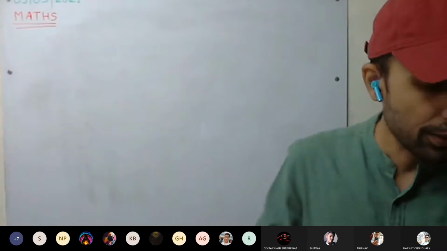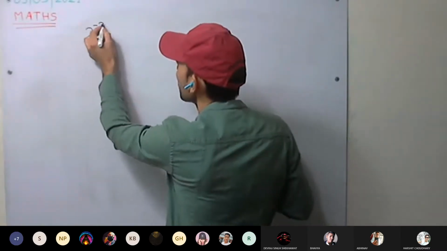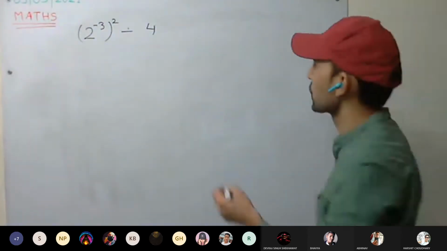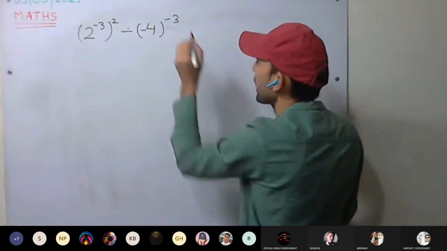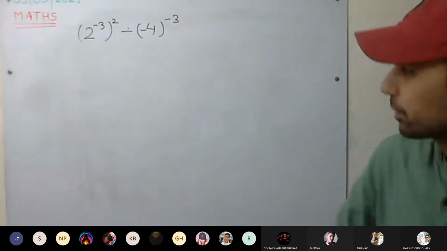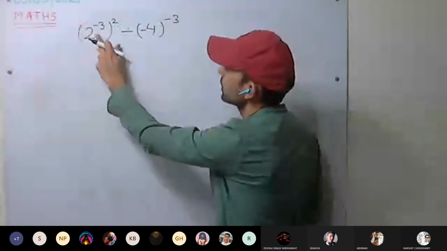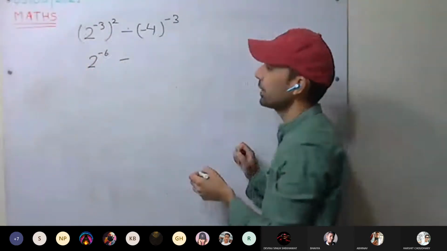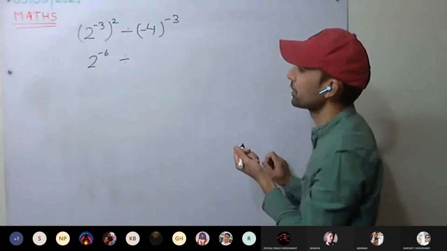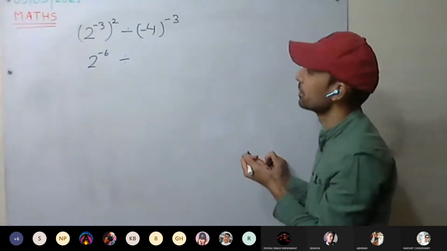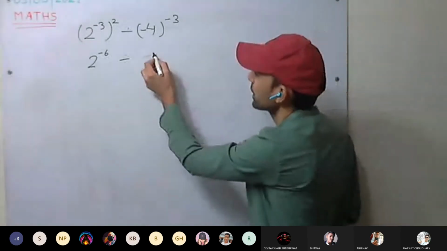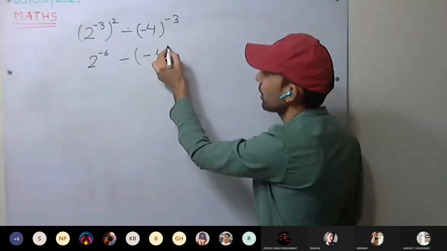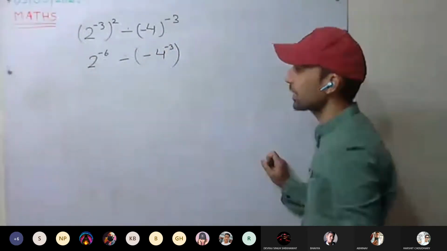Okay, so the question is 2 raised to power minus 3 whole raised to power 2, divided by 4 raised to power minus 3 whole raised to power... So it will be how much? 2 raised to power minus 6 divided by, okay, so what should we do first? We can keep the minus outside, minus 4 raised to power minus 3. Can we write it like this?